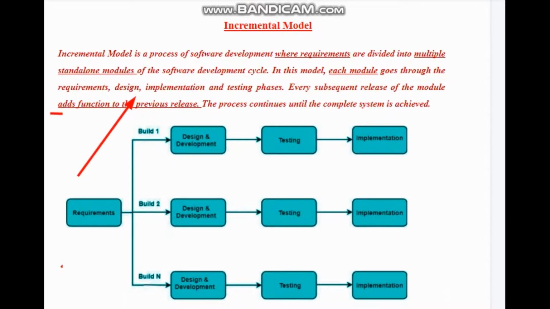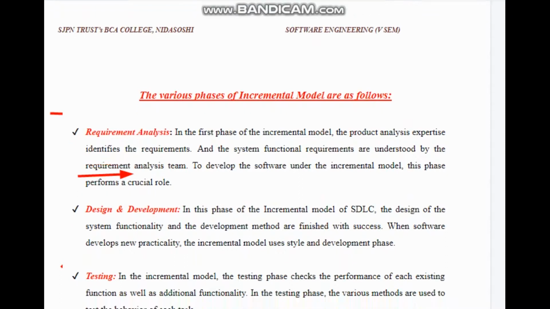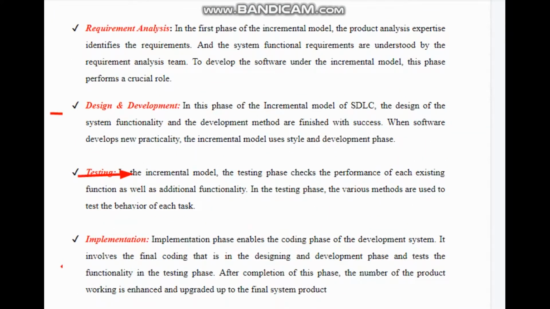Okay, now let me read it once again for you. See, incremental model is a process of software development where requirements are divided into multiple standalone modules. In this model, each module goes through the requirement, design, implementation and testing phase. So each of the modules will undergo this. Every subsequent release of the module adds function to the previous release, and every time the changes are updated. So this process continues until the complete system is achieved, right? This process is carried out until and unless you get a final software product.